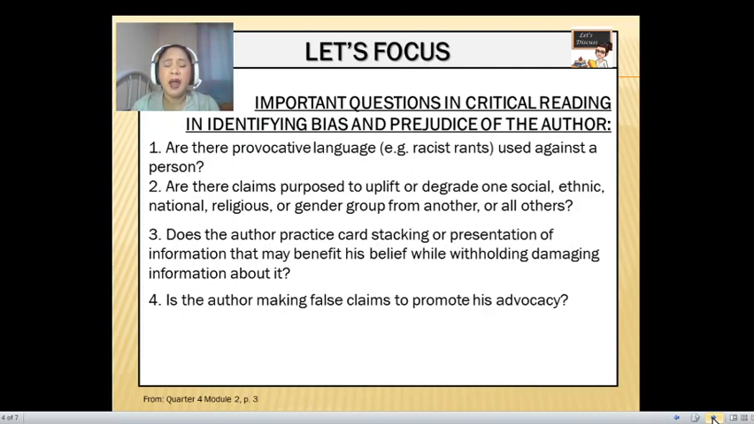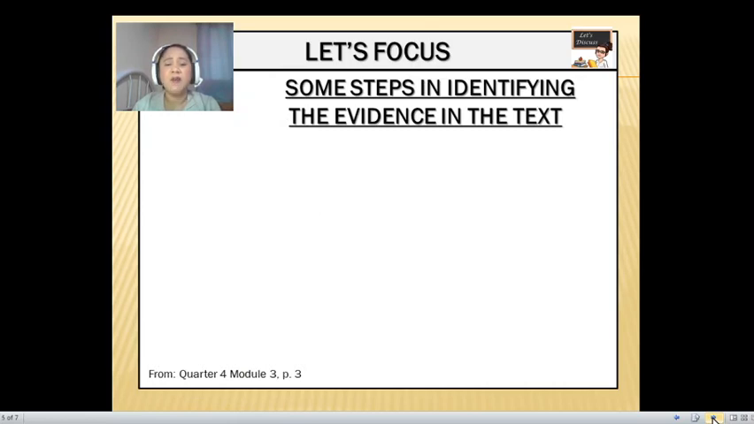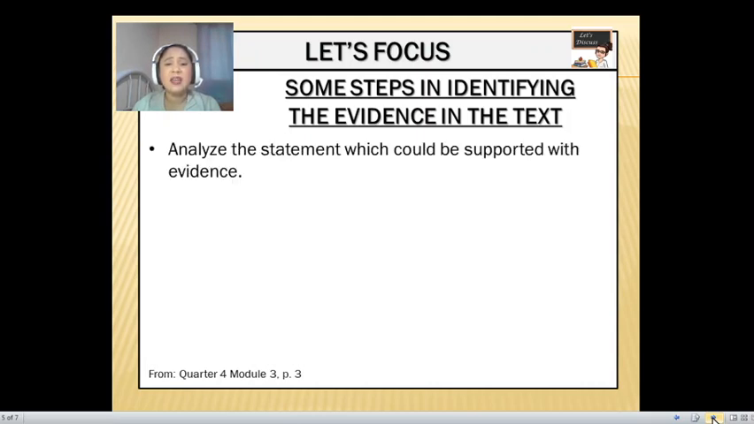Of course, identifying if the author is biased and prejudiced is not enough reason to know if the text is valid and relevant. It is also important to know if the author's evidences are valid. Now, what are the steps in identifying the evidence in the text? First, analyze the statement which could be supported with evidence. If the writer is claiming something, there should be supporting evidence for it.